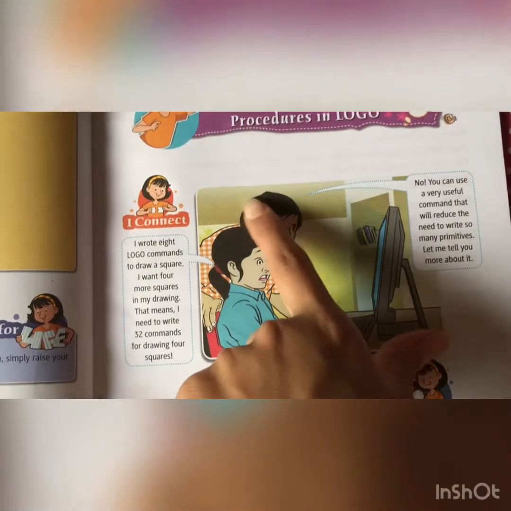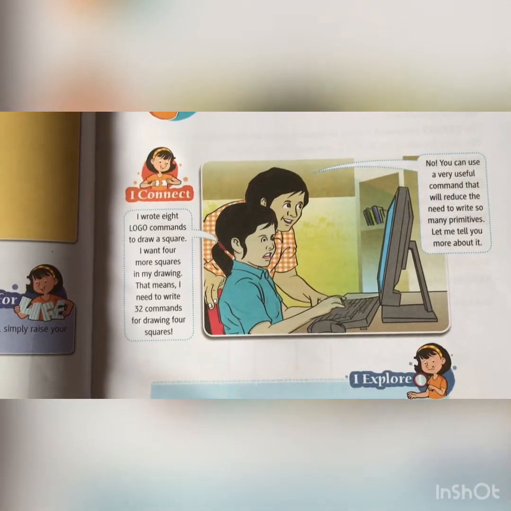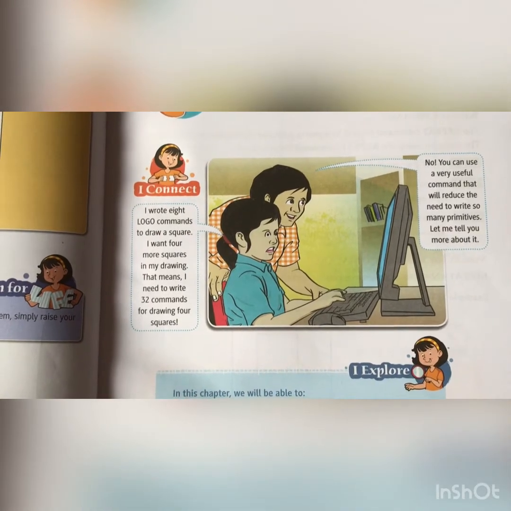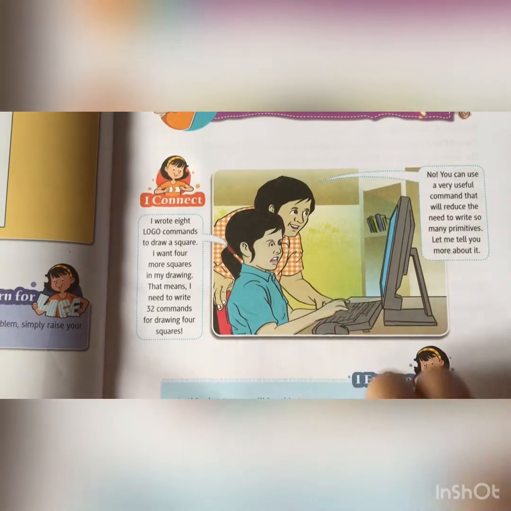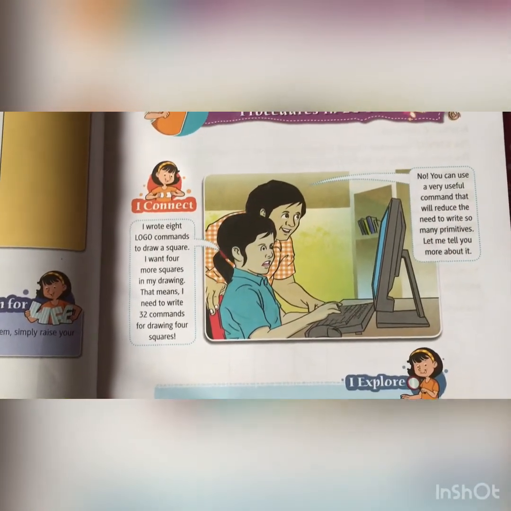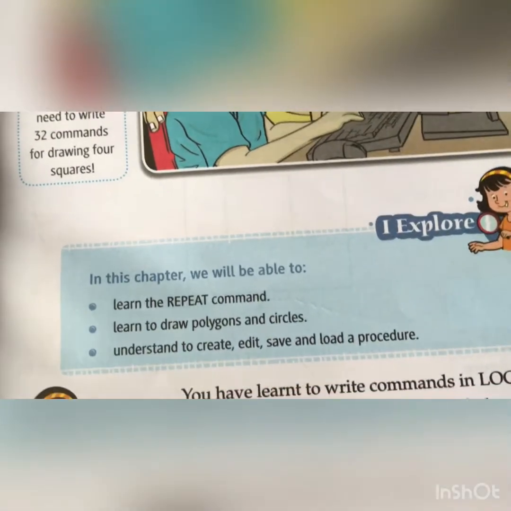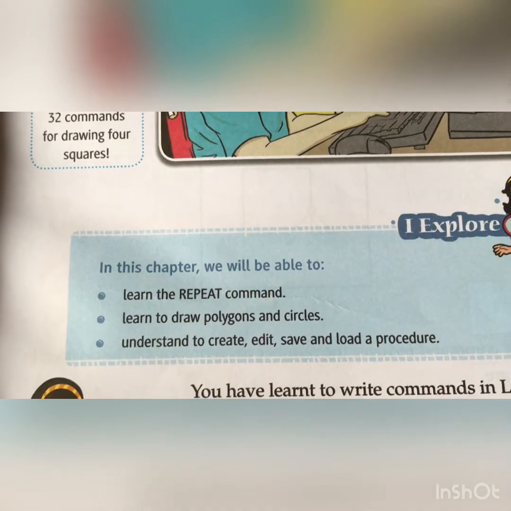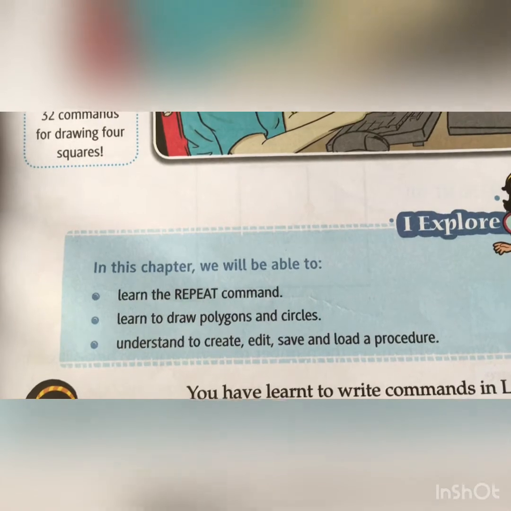What is she telling? No, you can use a very useful command that will reduce the need to write so many commands. Let me tell you more about it. She says that there is a good command to reduce all these limitations. So underline this. Now in this chapter we are going to see the repeat command, how to draw polygons and circles, and understand how to create, edit, save and load a procedure.